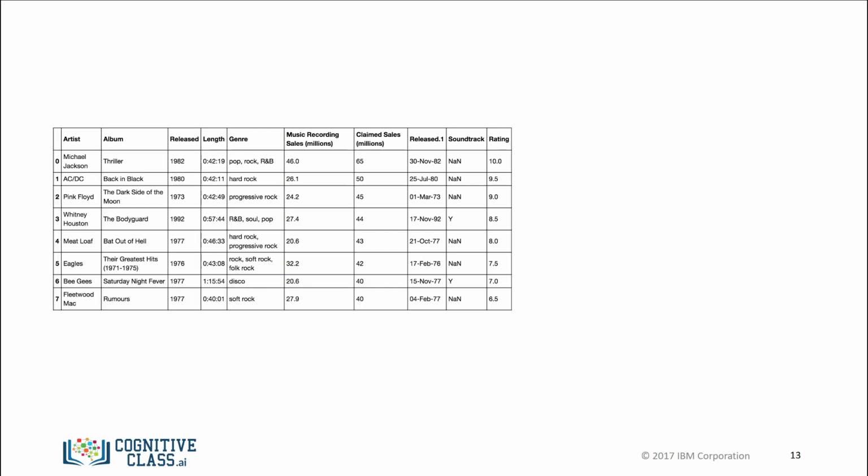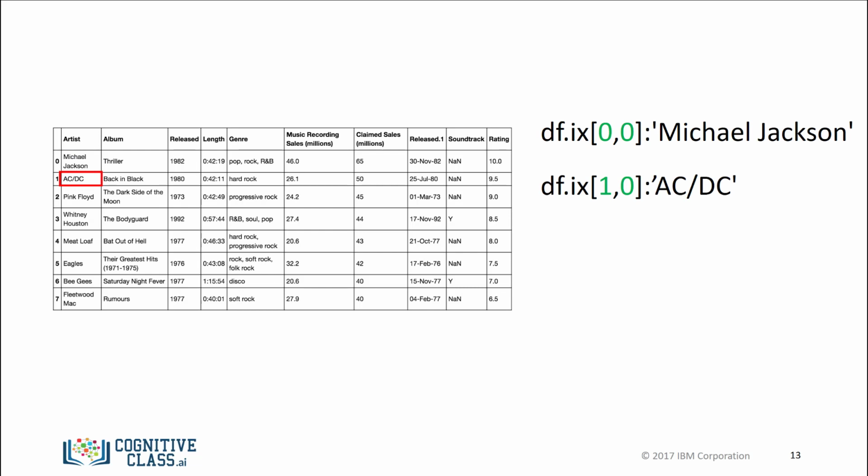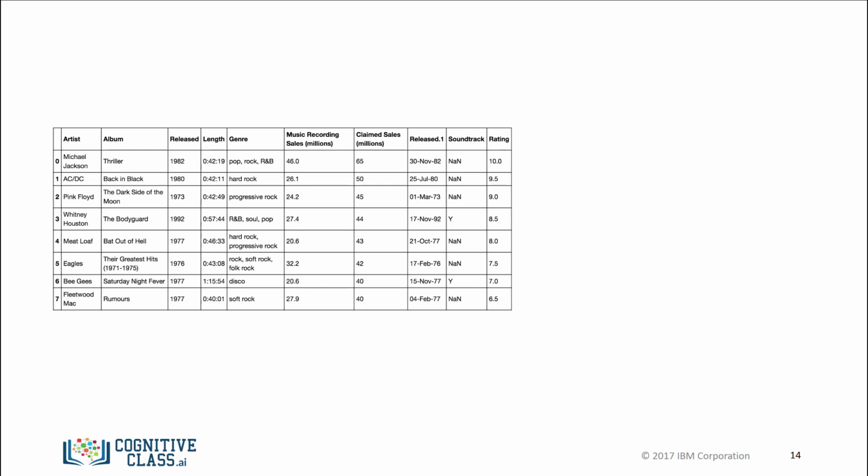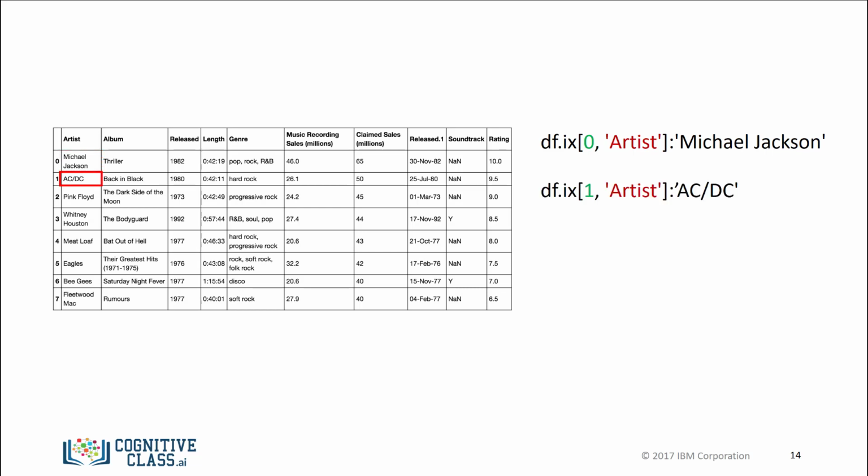One way to access unique elements is the iloc method. You can access the first row and first column as follows. You can access the second row and first column as follows. You can access the first row, third column as follows. You can access the second row, third column as follows. When you use the name of the column as well, you can access the first row of the column named Artist as follows. Similarly, you can access the second row of the column named Artist. You can access the first row of the column named Released as follows. Finally, you can access the second row of the column named Released.